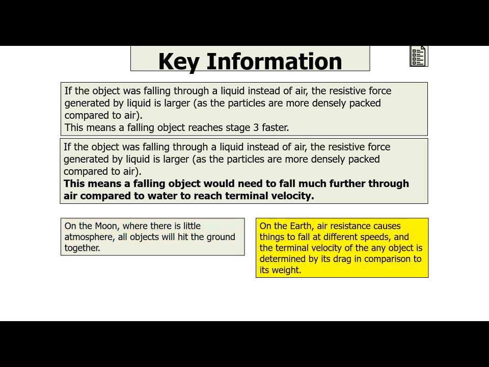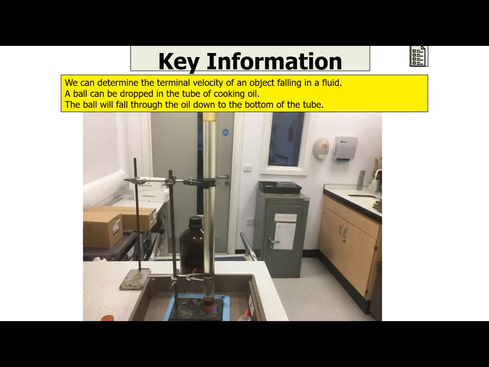But on the Earth, air resistance causes things to fall at different speeds, and the terminal velocity of any object is determined by its drag in comparison to its weight. So the frictional force depends on the object's shape and the object's area. Now we can determine the terminal velocity of an object falling in a fluid.